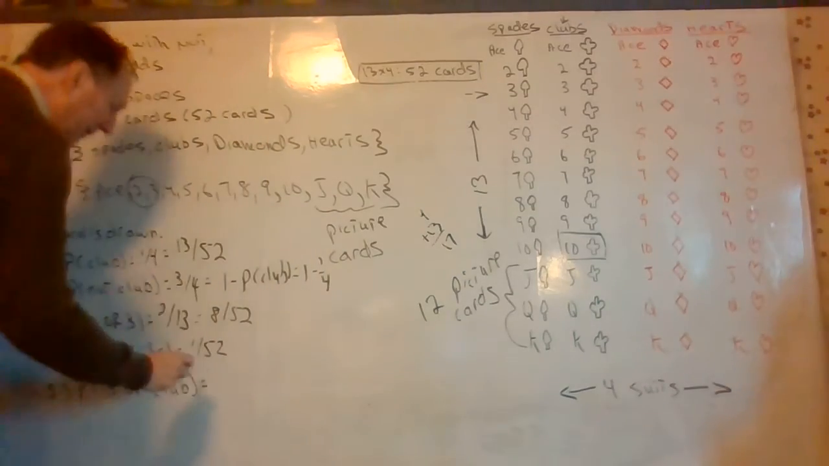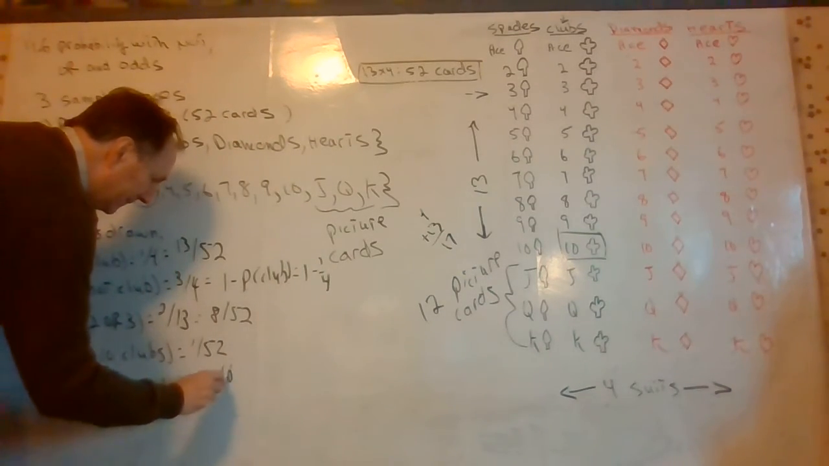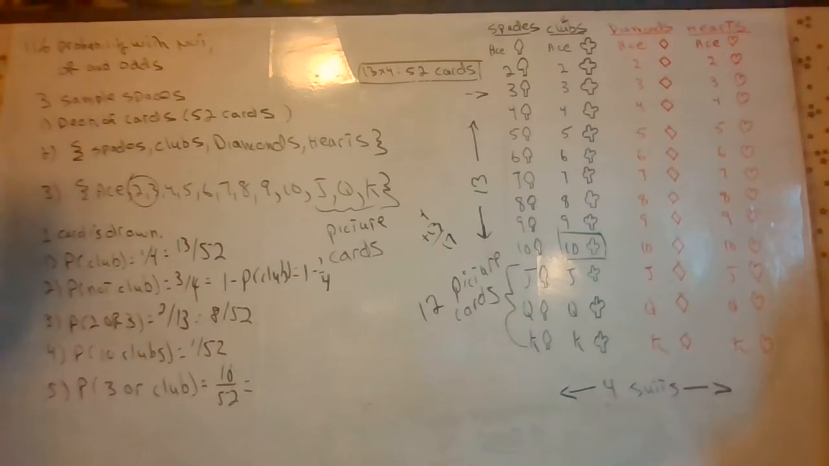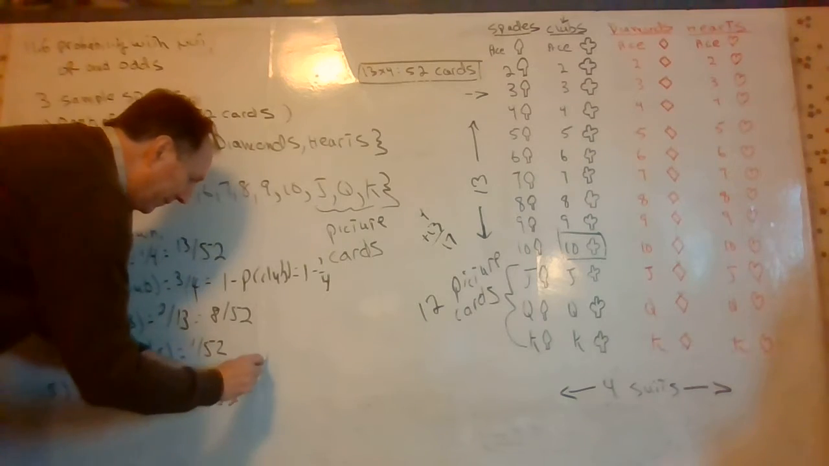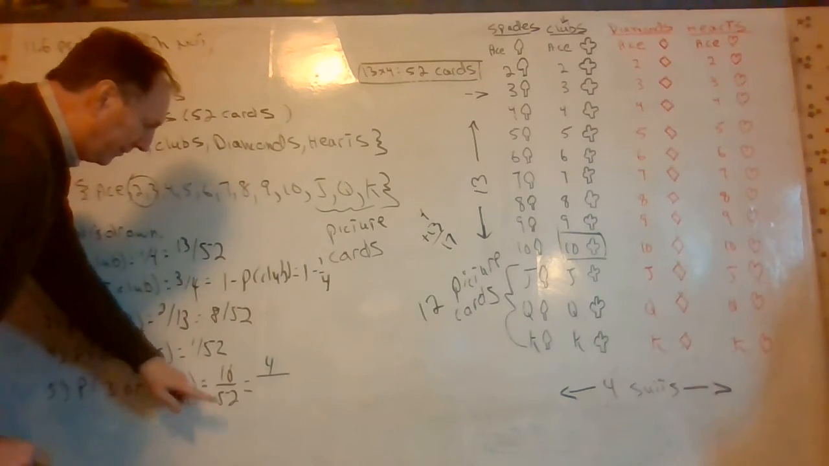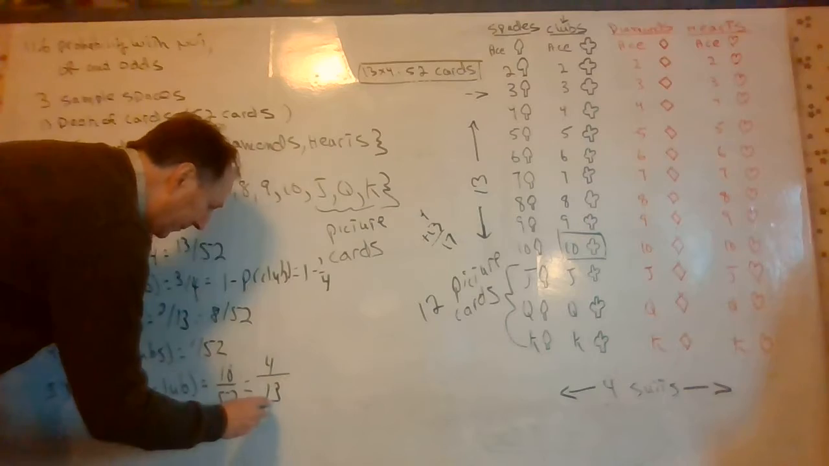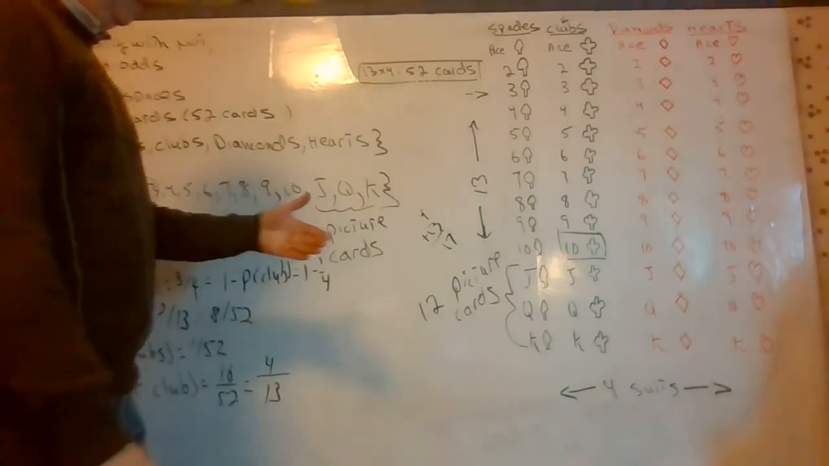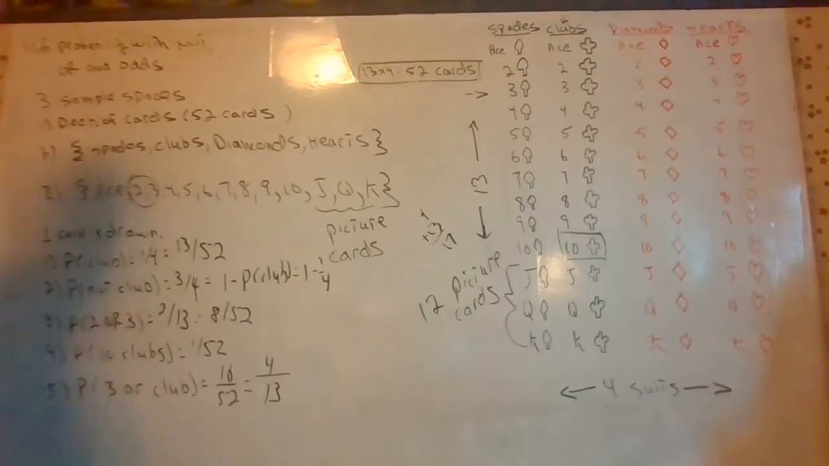And so 3 or a club, we get 16 out of 52. And I could divide 4 into that. 4 goes into the top 4 times, and 4 goes into the bottom 13 times. So it reduces to 4 over 13. So that's all for basic probability with a deck of cards. For the most part, most of the problems in the assignment are just a matter of counting and dividing.